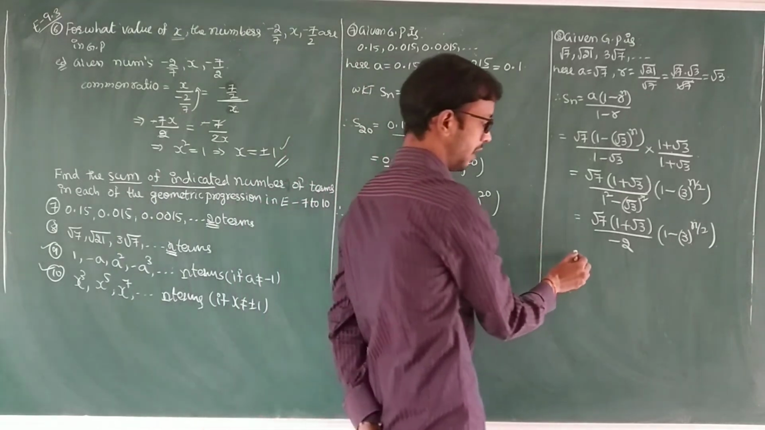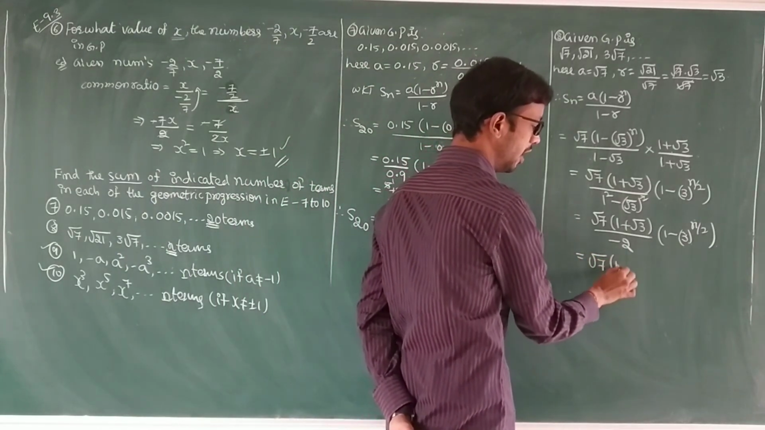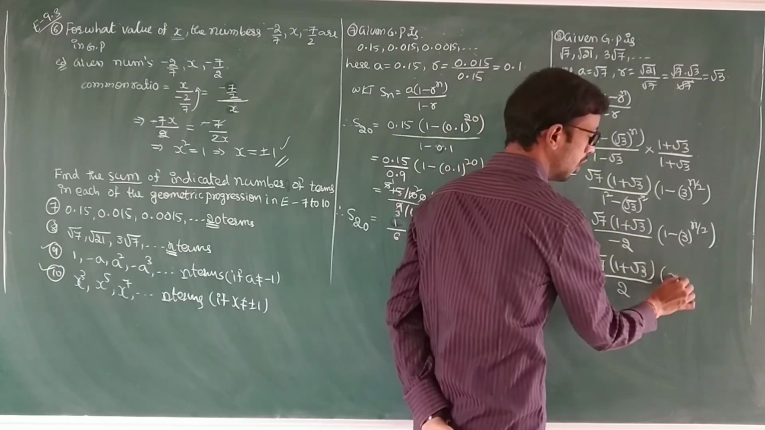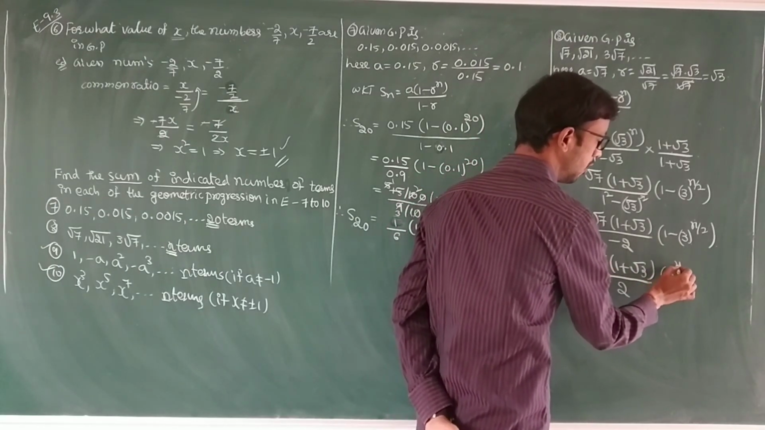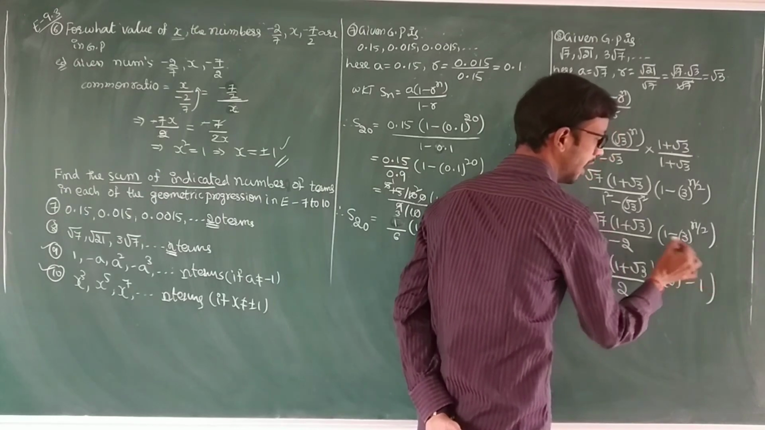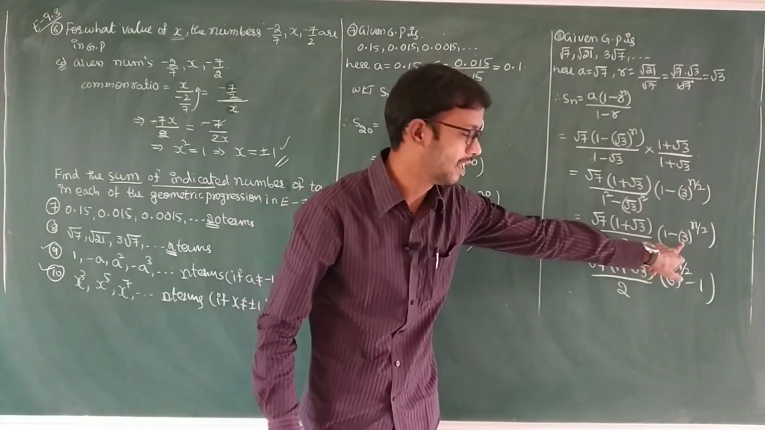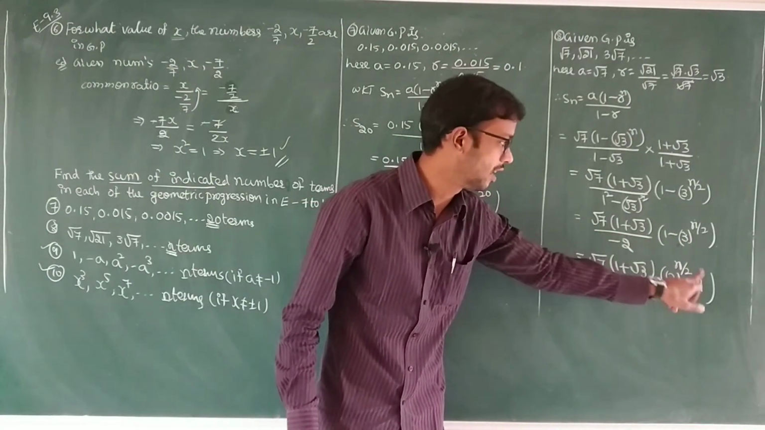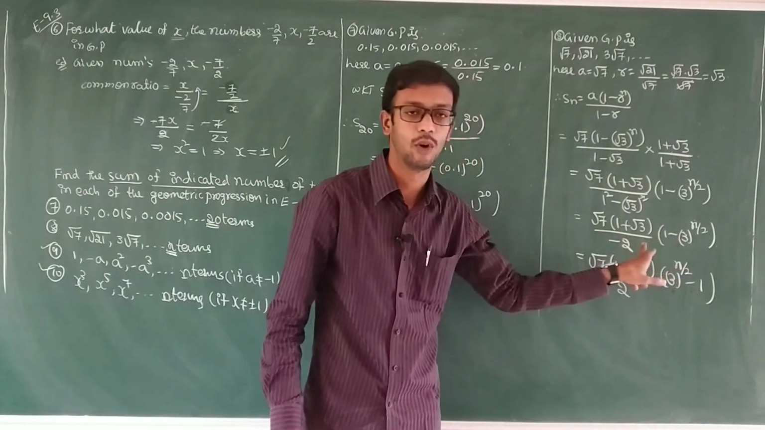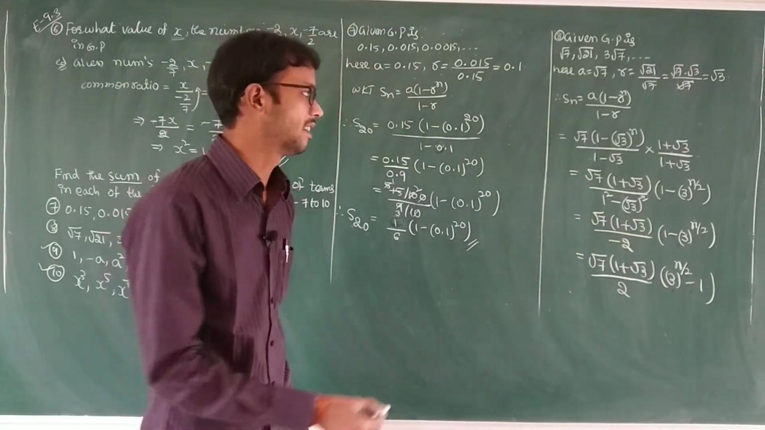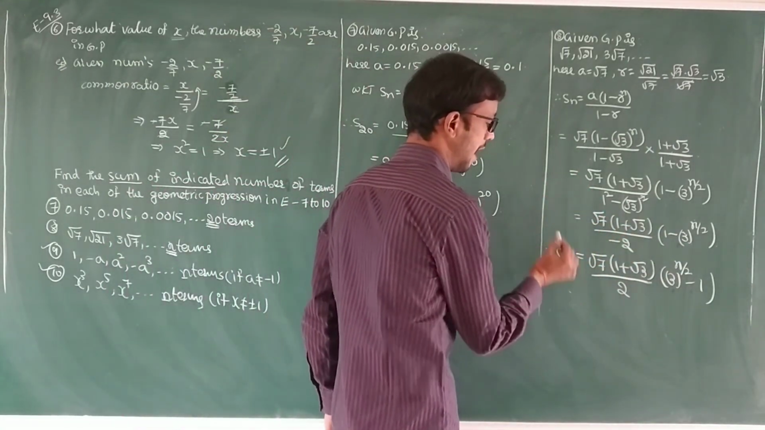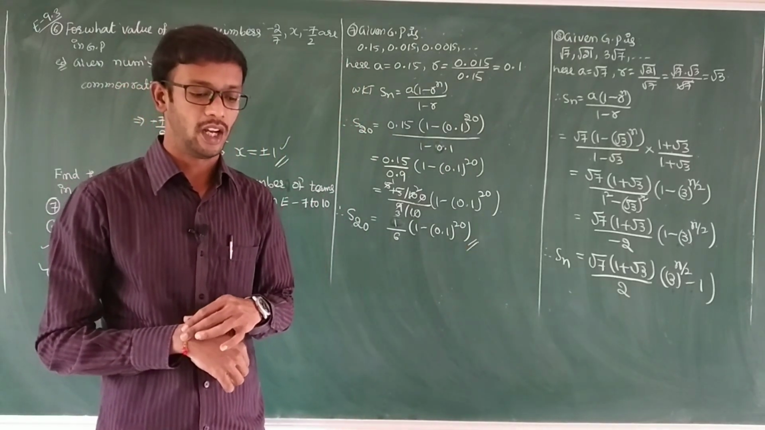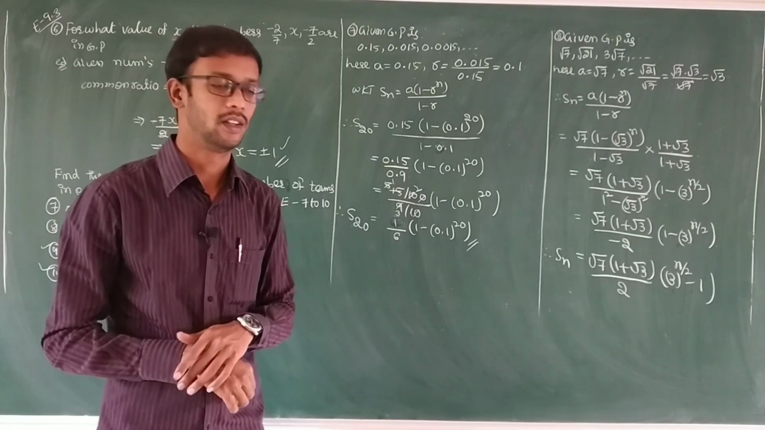For removing the minus, root 7 into 1 plus root 3 divided by 2 into 3 power n by 2 minus 1. Here we interchange: minus is there, taking it common, so 3 power n by 2 minus 1. That minus and this minus cancel both. So the answer, Sn value, is this one. We don't know the n value here, so keep it like that only.